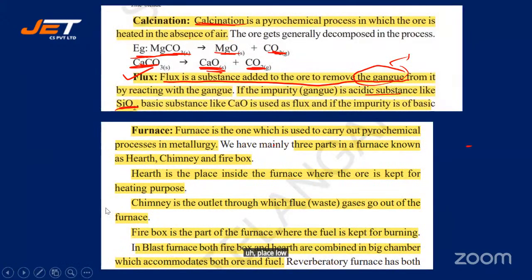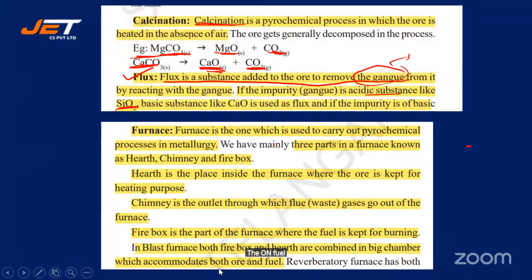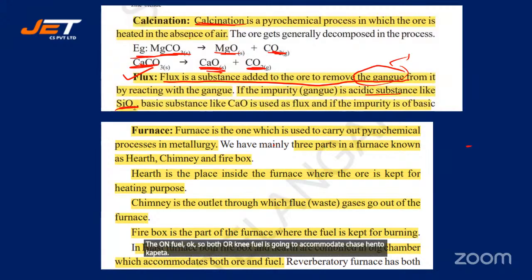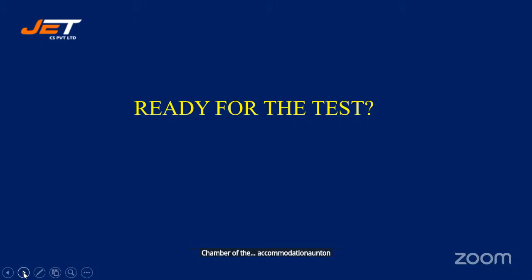In blast furnace, both fire box and hearth are combined in a big chamber which accommodates the ore and fuel. So there is a big chamber that can accommodate both the ore and the fuel. In that chamber itself, we have the accommodation for the fire box and the hearth too. So these are the parts.